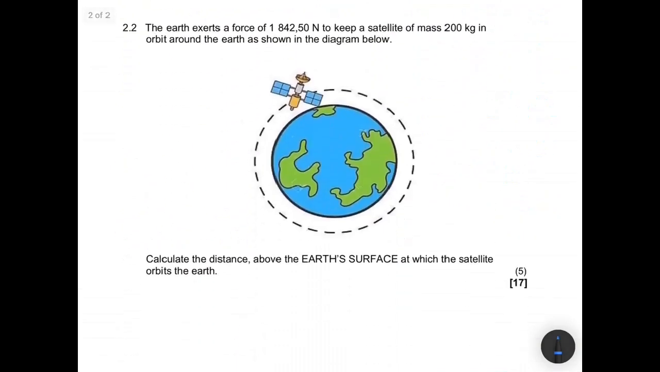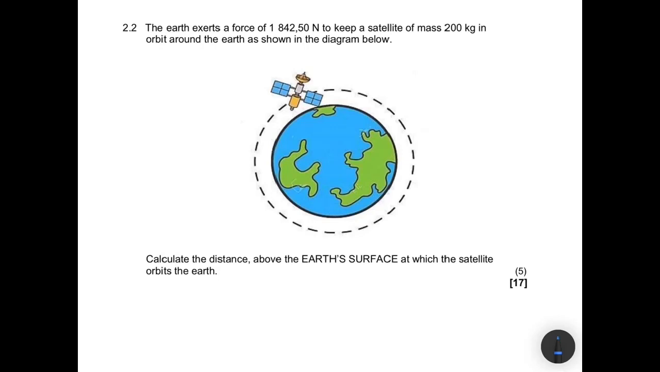Let's move to 2.2. The Earth exerts a force of 1,842.5 newtons to keep a satellite of mass 200 kg in orbit around the Earth, as shown in the diagram below. We have a very fancy sketch there. And then the question says, let's calculate the distance above the Earth's surface at which the satellite orbits the Earth.